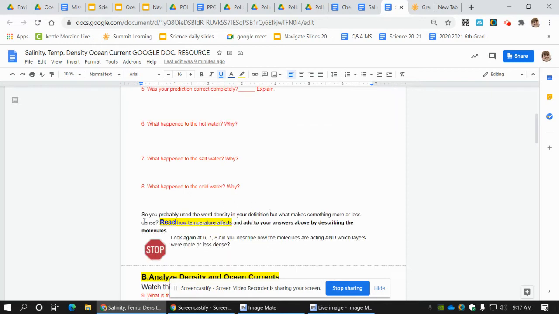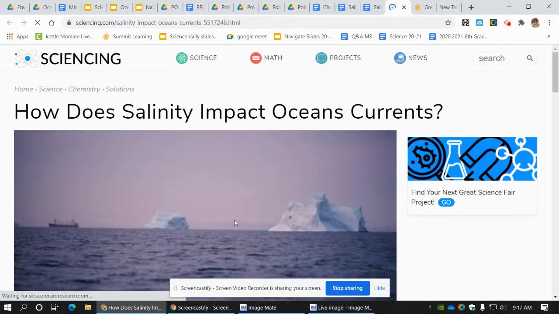And then continuing on, it says, so you probably used the word density in your definition. I'm pretty certain that you might have talked about density, about which ones are more dense, which ones are less dense. But maybe you didn't talk about the temperature, and maybe you didn't talk about how molecules are moving around, and you're wondering, well, I'm not certain about that. So you click on this link right here. So you're opening up this link. It says, how does salinity impact ocean currents?